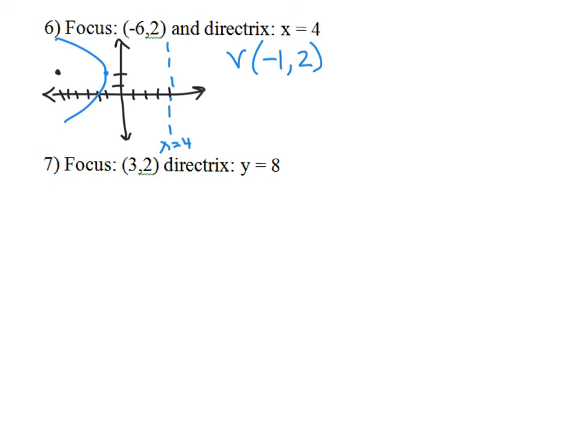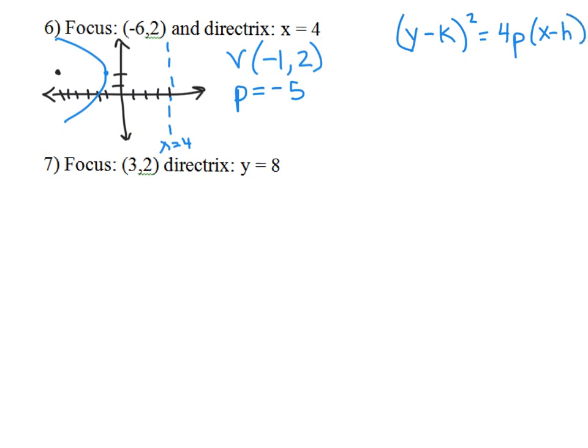Since I went 5, that tells me that my p-value is 5, and in this case it's a -5 because my parabola is opening left, and because to get from the vertex to the focus I have to go left. Now this equation is going to be the one that's a sideways parabola, so that's going to be my (y - k)² = 4p(x - h).